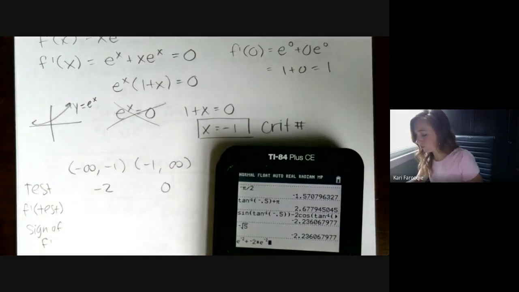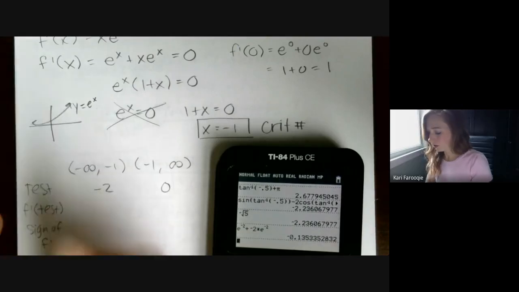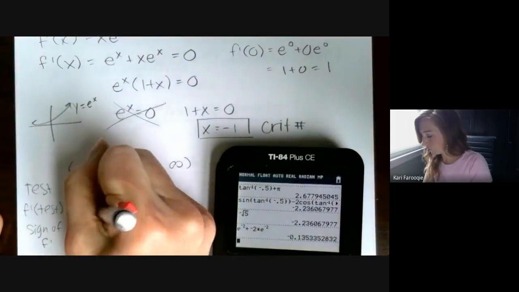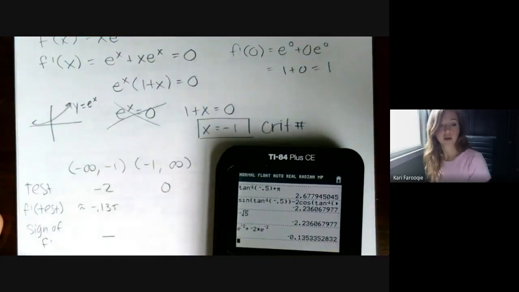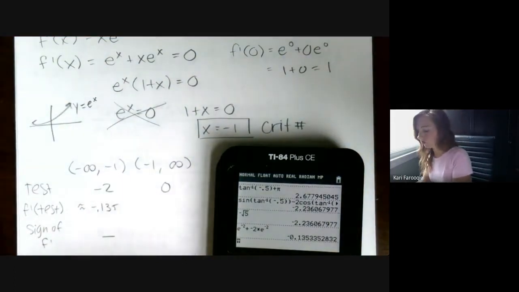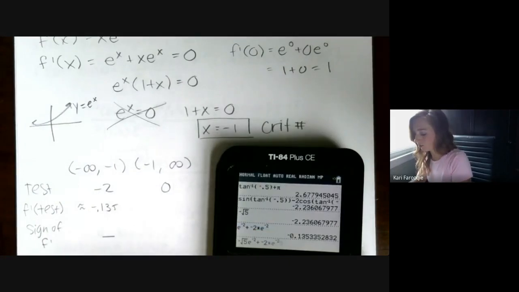I mean, it's the same as doing your calculator table. So if you feel more comfortable with doing that, that's fine. But you're going to get approximately -0.135. So the sign of your derivative's negative. And then I'll just do the same thing at 0, which I actually already put up here.